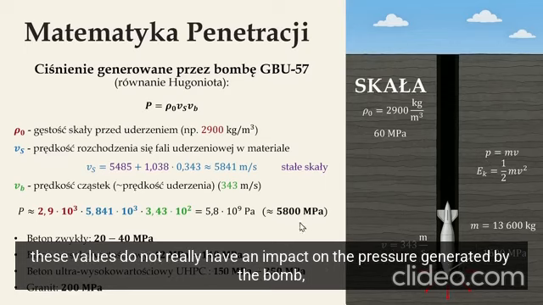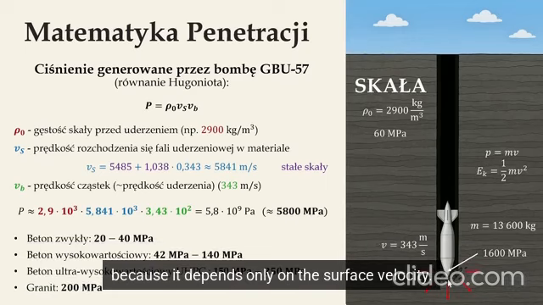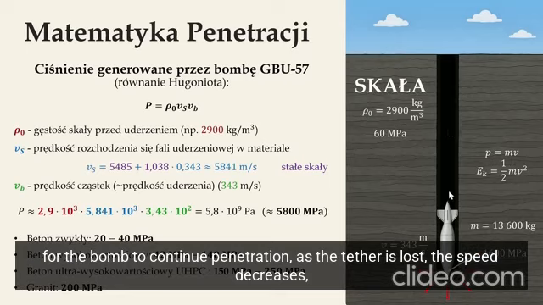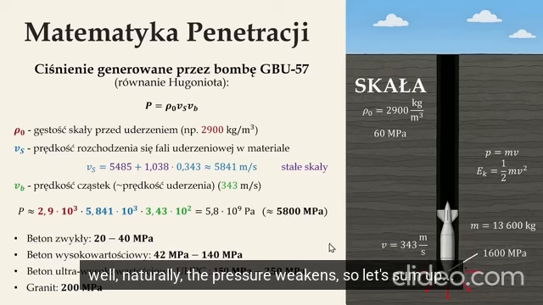These values do not really have an impact on the pressure generated by the bomb, because it depends only on the surface velocity, impact, or the shape of the bomb, while momentum is very important. For the bomb to continue penetration, as the momentum is lost, the speed decreases. Well, naturally, the pressure weakens.